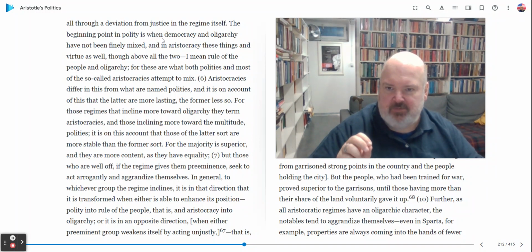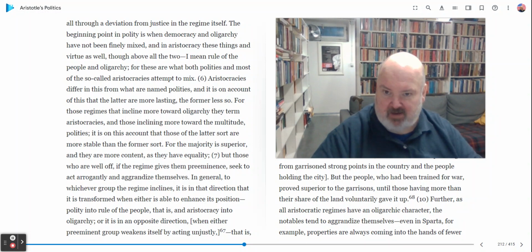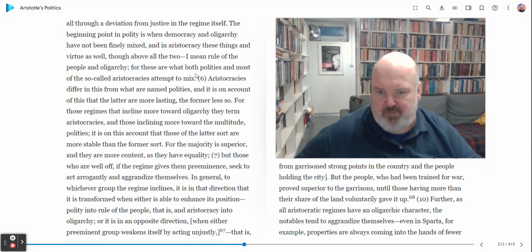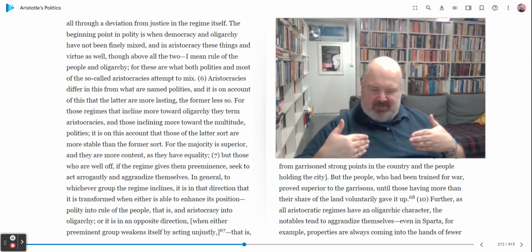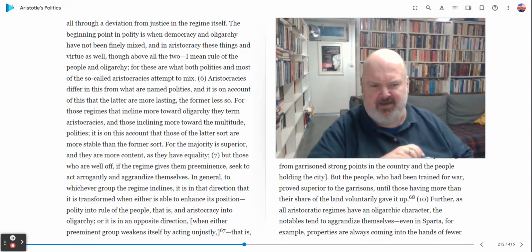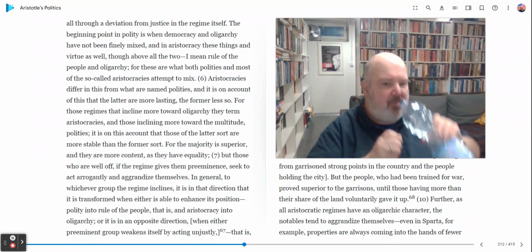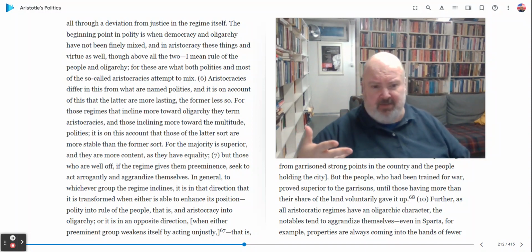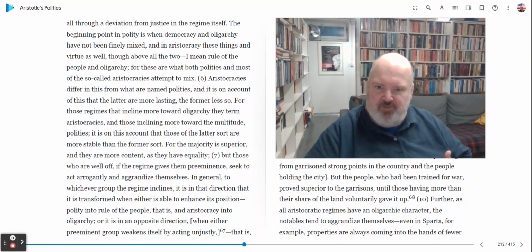The beginning point in a regime is when democracy and oligarchy have not been finely mixed. And in aristocracy, these things and virtue as well, though above all the two, I mean the rule of the people and oligarchy. For these are what both polities and most of the so-called aristocracies attempt to mix. So the problem here is the mixing of the people and the oligarchs. This is the blending: you give the people a say. A blended regime is going to give a say; it's not going to be merely that of the few or that of the people, either one. And what makes aristocracy more is the virtue of it.